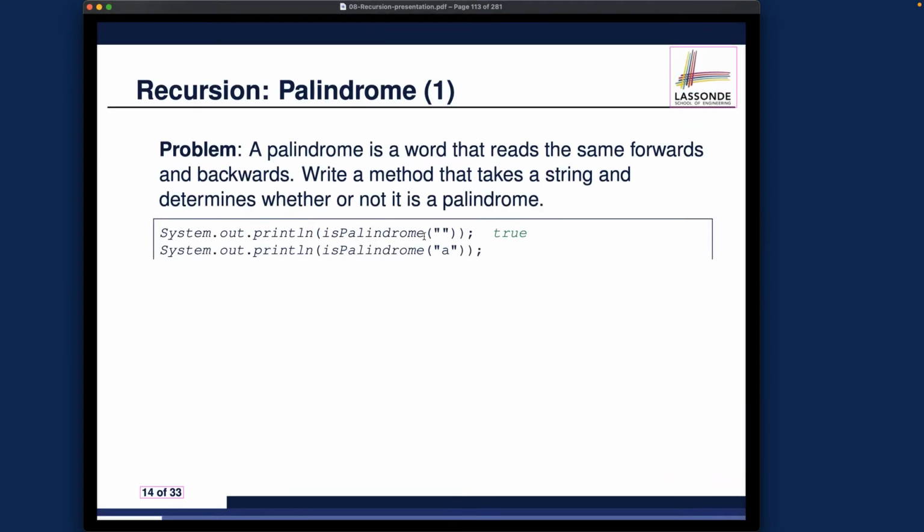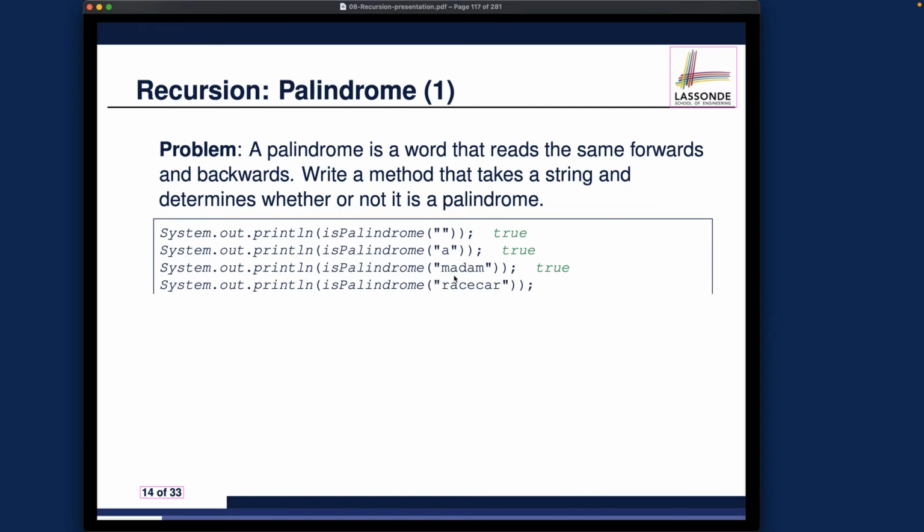And what about A over here? It's a string of a single character. Well, if you read from left to right or if you read from right to left, it's going to be just A. Of course, it's a palindrome. What about madam? If you read from left to right, M-A-D-A-M. If you read from right to left, M-A-D-A-M. So it will be just madam, the same word. So it is a palindrome.